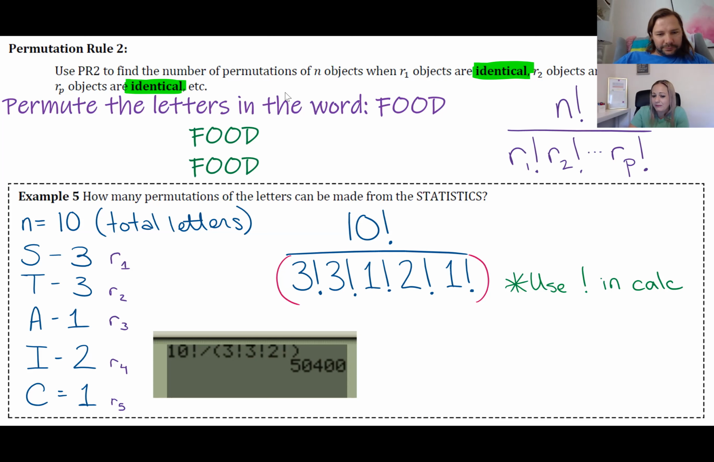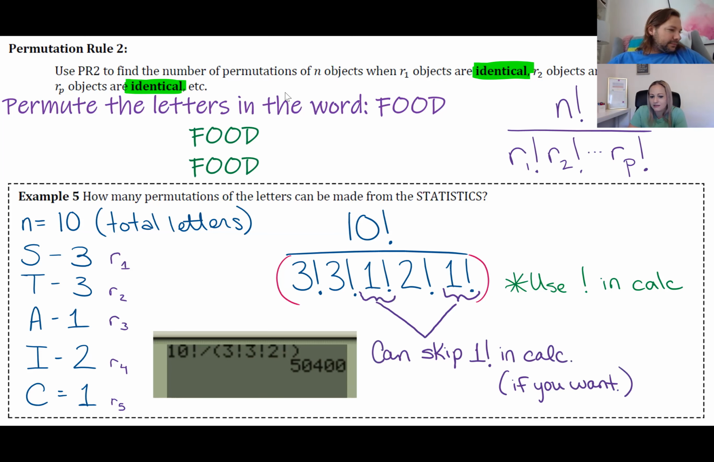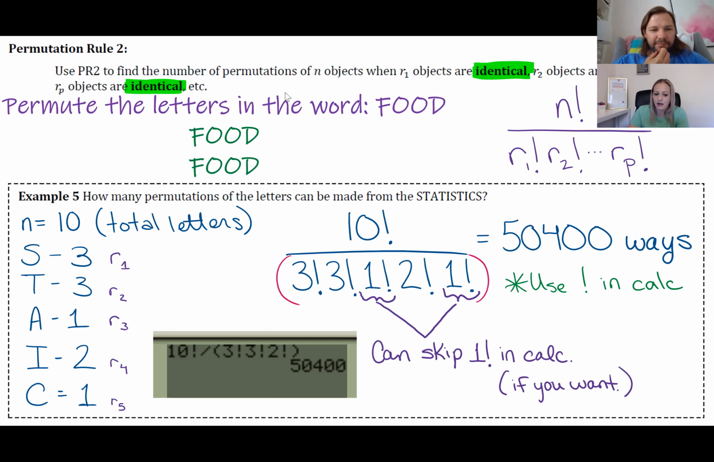But to help you with time a little bit, you can leave off 1 factorial, since dividing by 1 isn't going to change anything. And with some of these, 3 factorial just means 3 times 2 times 1. So if you wanted, you could just do that in your head and know that that's 6. So it's up to you how you want to do it and what you choose to type in your calculator. But you can make sure that your calculator matches the one I have on the screen there. And as long as you're getting 50,400, then you did it right.